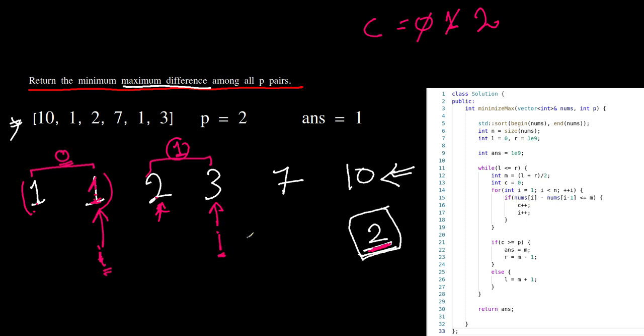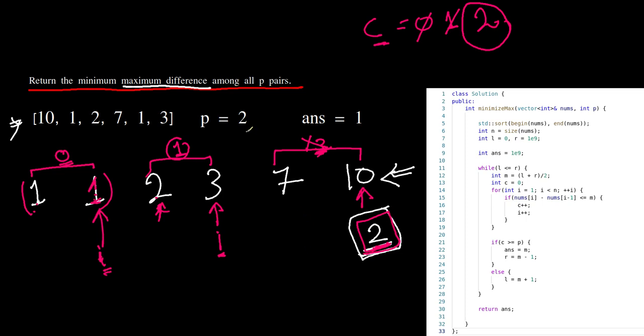And again, we move i not here. i will be here. i with i minus 1. 10 minus 7 is 3. Now 3 is greater than 2. So this is not a valid pair. At the end, we get two pairs that can have a difference of at most 2.